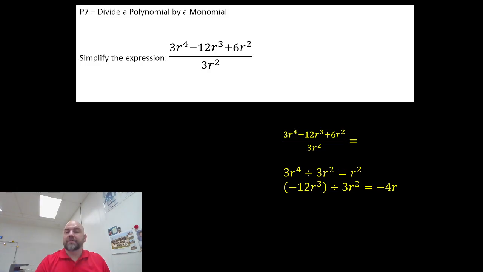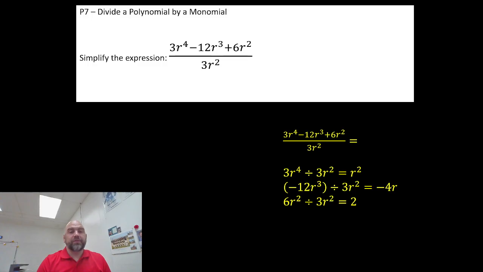Finally, we have our last term, 6r^2, and we're dividing that by 3r^2, and you can see that pattern that's happening here. And we know that r^2 divided by r^2 is going to cancel itself out and be left with 1. Now, 6 divided by 3 is 2, and because 2 times 1 is just 2, we don't have to put an r to the power 0 or a 1 in behind there. We just write it as 2 because the r^2s have canceled out. They're technically still there, but we don't have to put them on there.